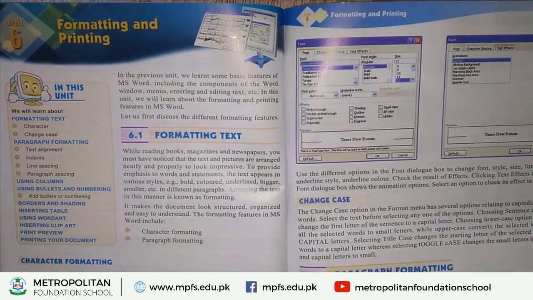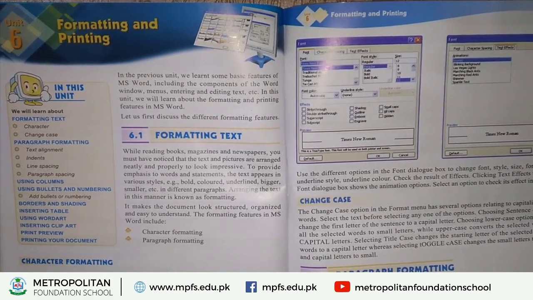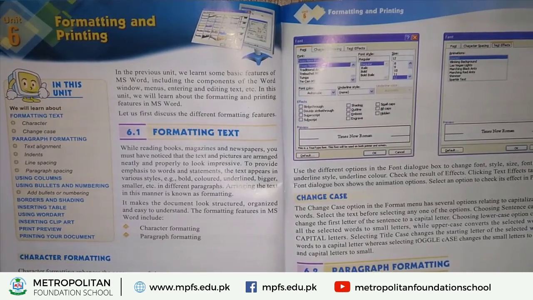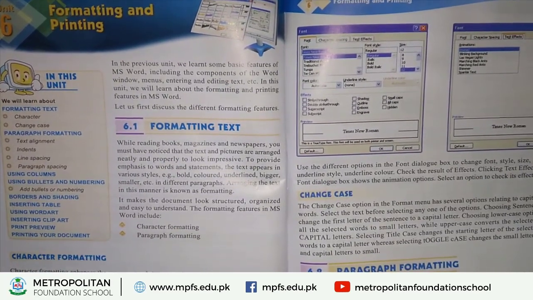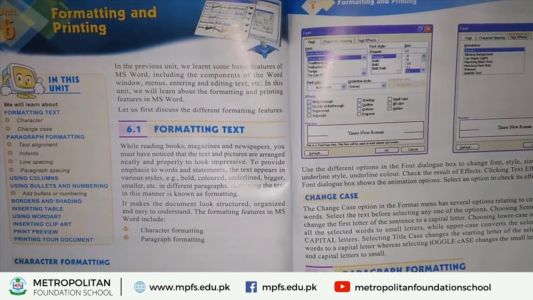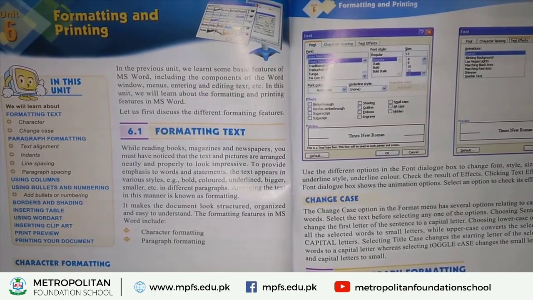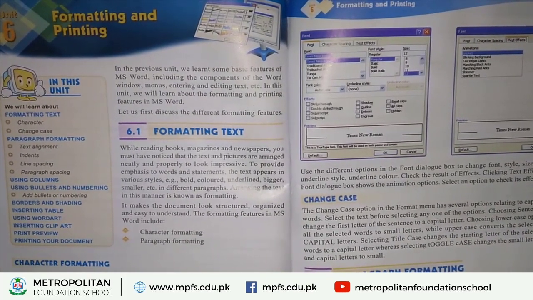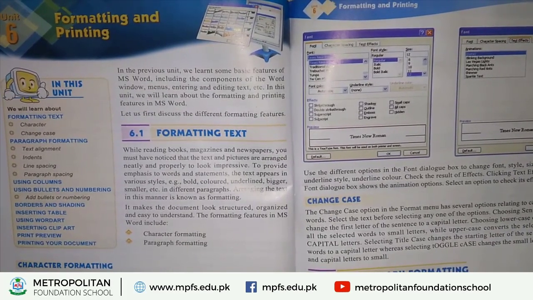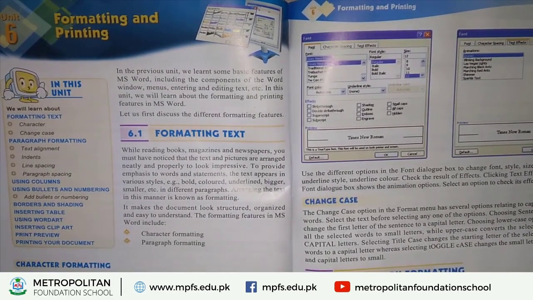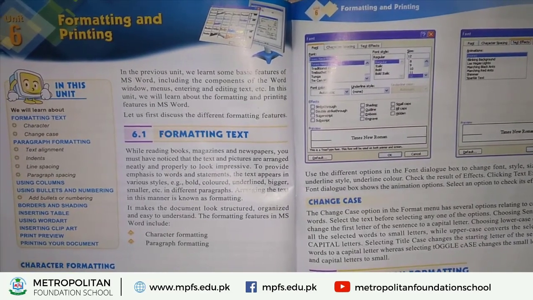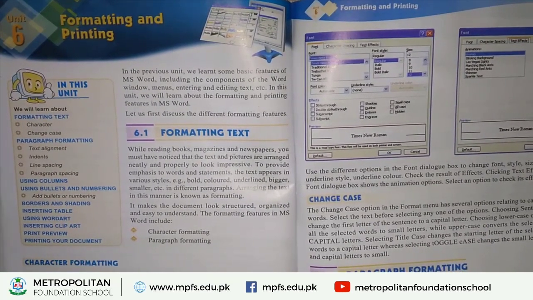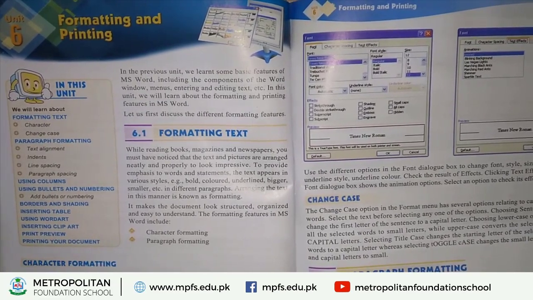Unit number 6. In the previous unit, we learned some basic features of MS Word, including the components of the Word window, menus, entering and editing text, etc. In this unit, we will learn about the formatting and printing features in MS Word, and how to format text. Let's first discuss the different formatting features.